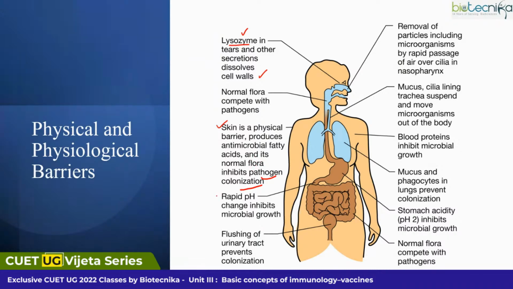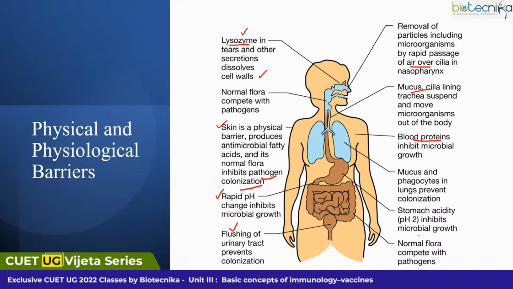So we spoke about pH. Then the flushing of the urinary tract. When the urine moves, it actually flushes. If any pathogen enters through the urogenital tract, it cannot colonize. Then the various pathogens are removed through the function of cilia. I already discussed this. Then the various blood proteins, like various cytokines, will also play a role over here. Mucus and cilia lining that are present in the trachea will also protect against the entry of pathogens.